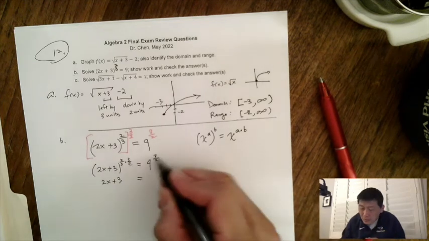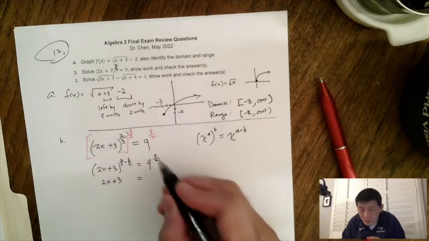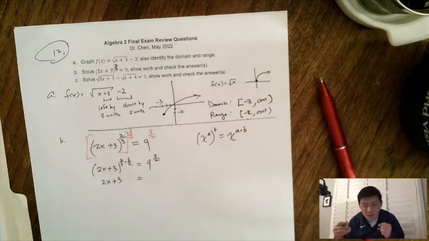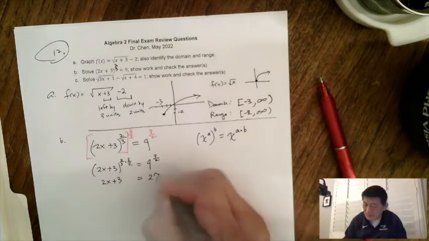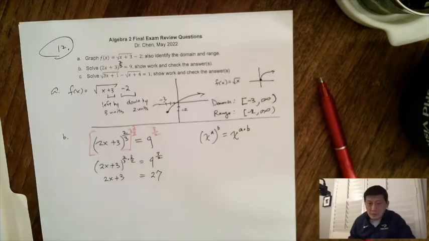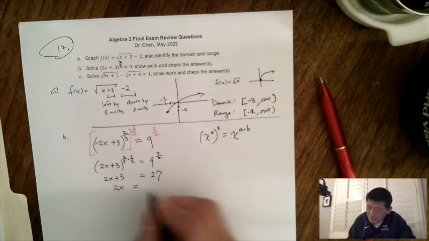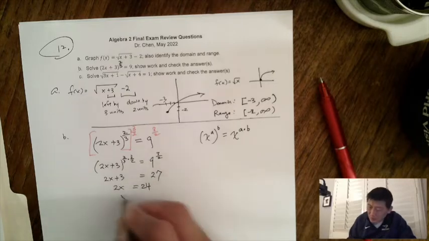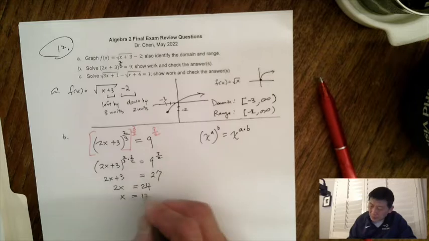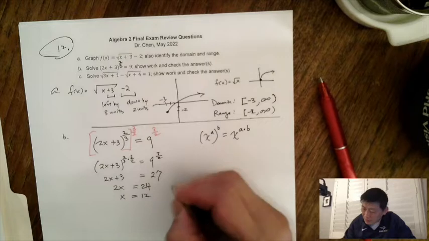But then there's a 3 in the 3/2 power. That 3 is cube. So it's 3 cubed, and 3 cubed is 27. Okay? So then we end up with 2x is equal to 24. Then x is equal to 12. Now we're going to check and see if it's correct or not.